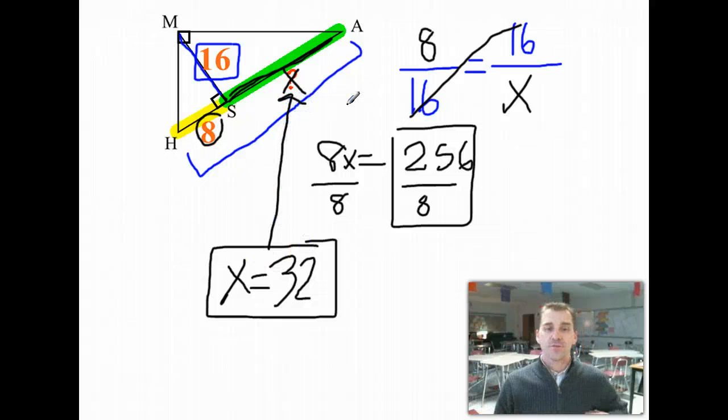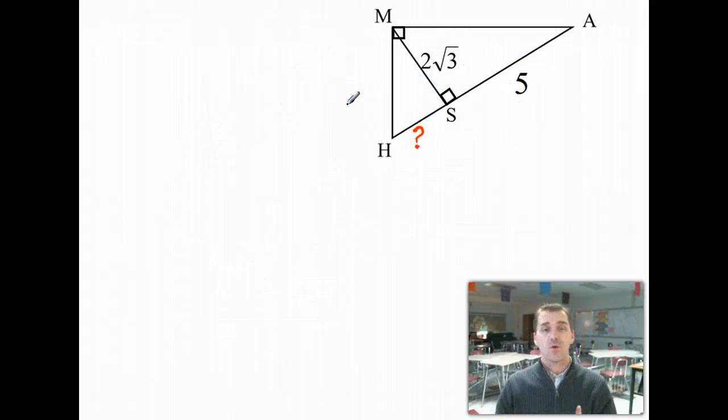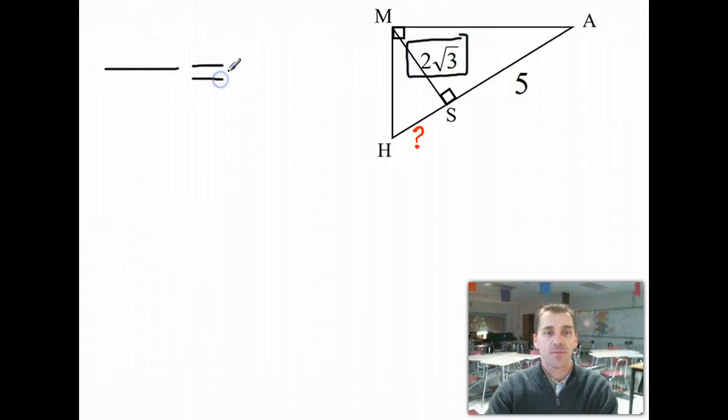So there you go, a little bit of a different example. Let's do one more. This is going to be a trickier one because now I have a radical as one of my side lengths for the altitude. Guys, girls, it doesn't matter, you still set it up exactly the same way, because this is given to you as your altitude length. So in my proportion, 2 root 3 is going to go right here, and 2 root 3 is going to go right there.